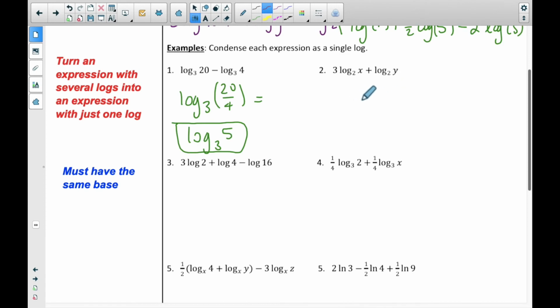All right, number 2, once again, we have the same log. We have a multiplication. Addition means multiplication. We also have a 3 out front, which means exponent. So we have the log base 2 of x to the 3rd, and then we have a times y. The whole concept is to take an expression that had several logs and turn it into an expression with just one log. So I put all those together. I could have done it in a couple of steps, but I just went ahead and did it all in one step. Let's take a look at number 3.